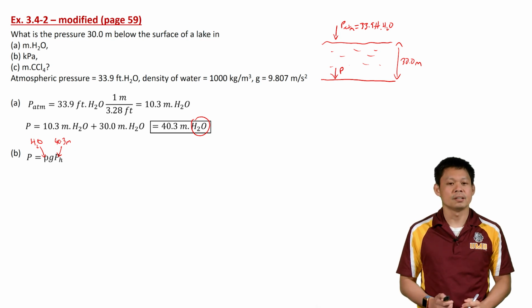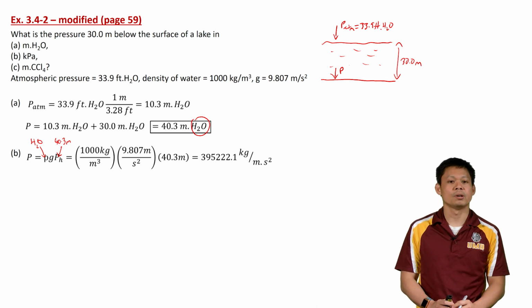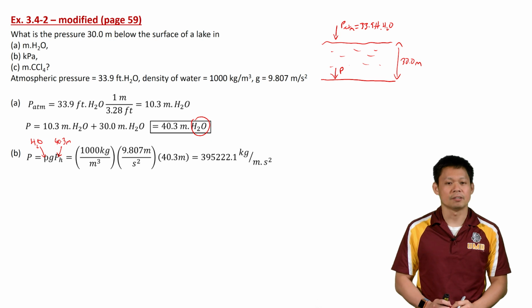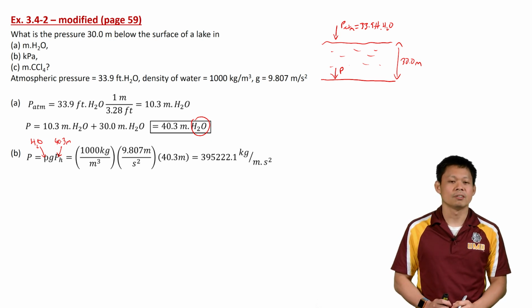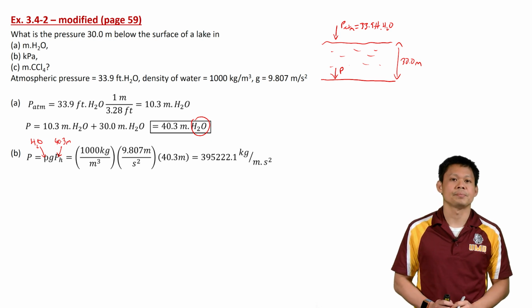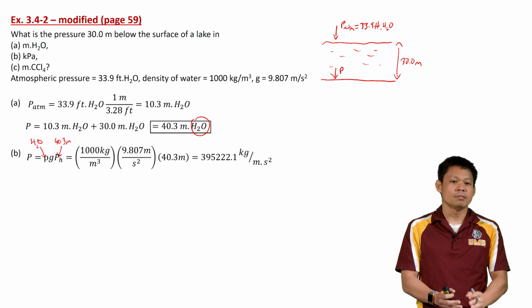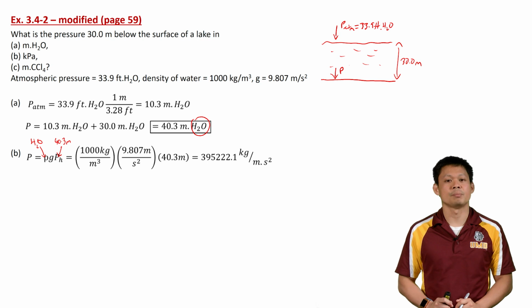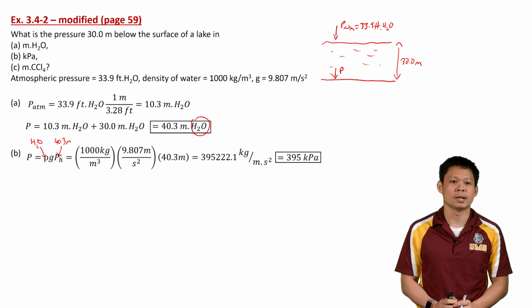So now we just have to put in the numbers, and do everything in SI units. We know the density of water, 1,000 kilograms per meter cubed. We're given the gravitational acceleration, and we have the height of the fluid, or the height of water. We put it into our calculators. You'll notice that the units are going to come out as kilograms per meter second squared. We are doing everything in SI, so I know for sure this is an SI unit of pressure, which happens to be the base units for pascals. So if I want kilopascals, I divide it by 1,000, and I have 395 kilopascals.